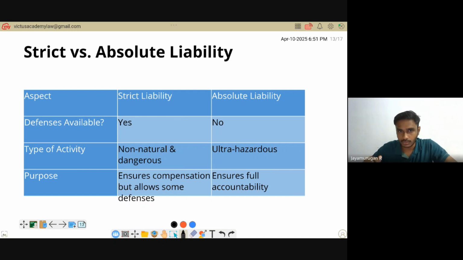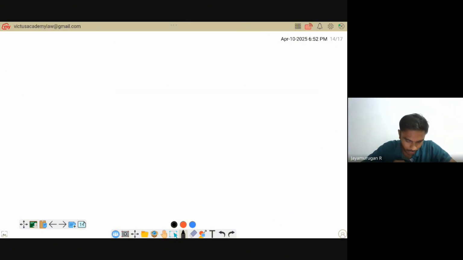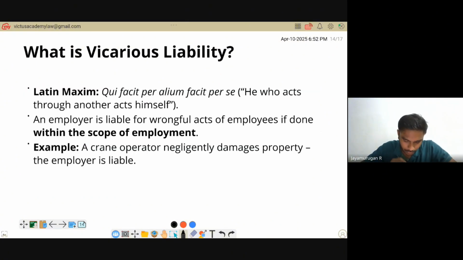So that is all with strict and absolute liability. I think I won't be able to cover the concept of vicarious liability now. Maybe we will cover it in the next session. But I will give a gist of what vicarious liability is. Through this doctrine, you can hold an employer liable for the act of an employee.